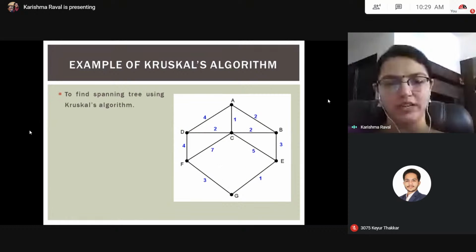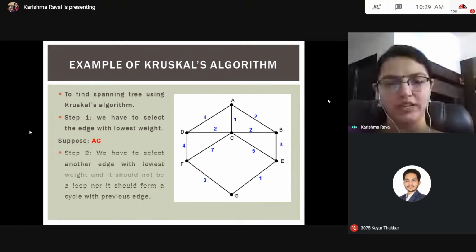Example of Kruskal's algorithm. We have a graph, and we have to find a spanning tree out of this. You can see the minimum weight in this graph is 1, and this 1 is at 2 places: one is edge AC and another edge is EG. So in step 1, we have to select the edge with the lowest weight. I have chosen edge AC. Some of you may wonder whether we can take EG or not. Yes, we can take EG also. It is up to us, you can take either of the edges.